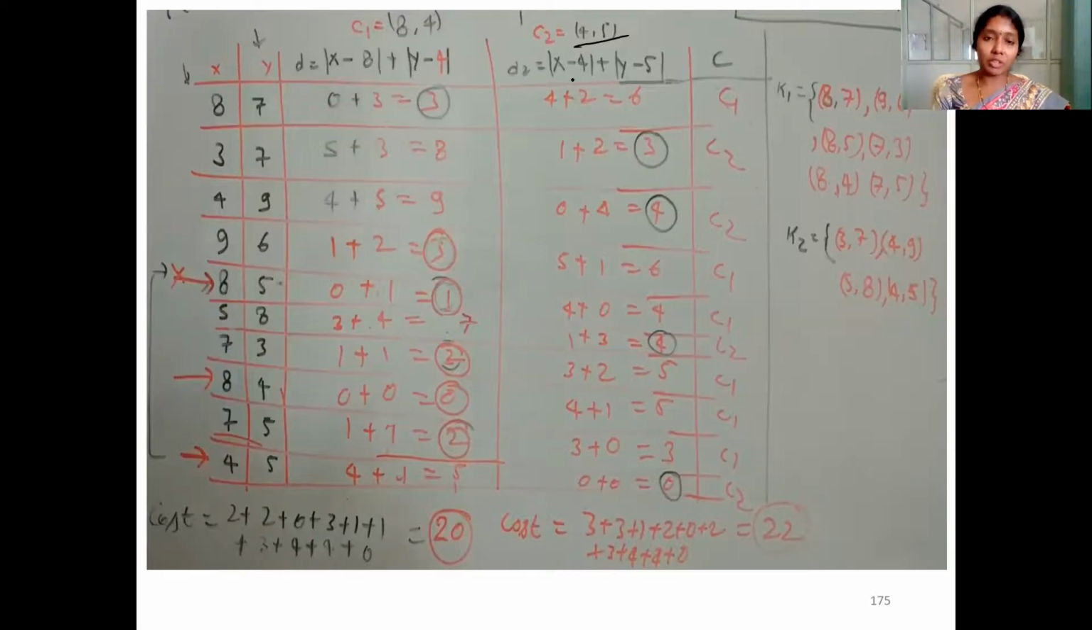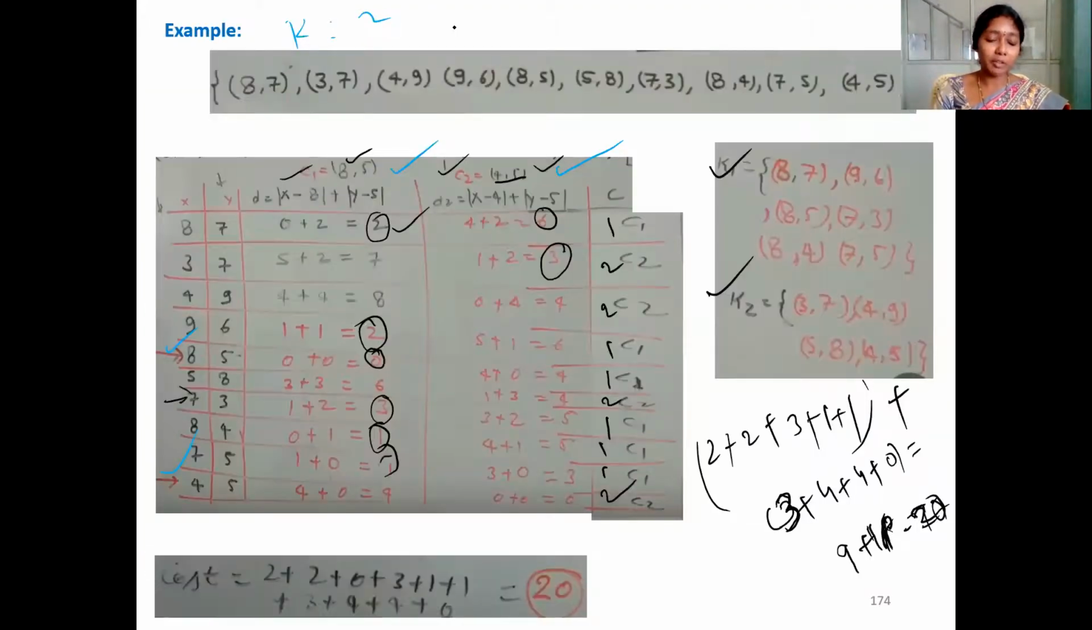Actually, we need to change every representative point. So here I am taking 8, 4, instead of the 8, 5 we have taken previously, right? So instead of 8, 5, I am taking this 8, 4 as a new representative for cluster 1. So I am not changing cluster 2. So what is the next task?